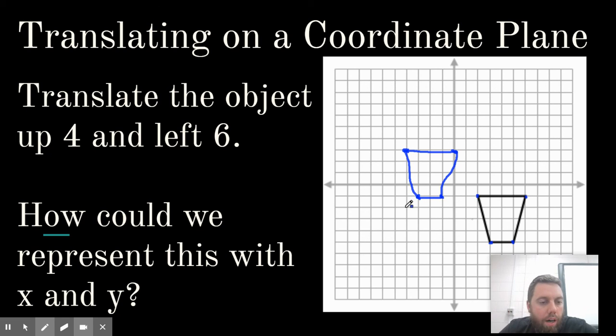Okay. Now, how can we represent this translation with an x and a y? Well, the x went left 6, so that's a negative 6. The x is the left-right, and the y went up 4. Up is positive, down would be negative.